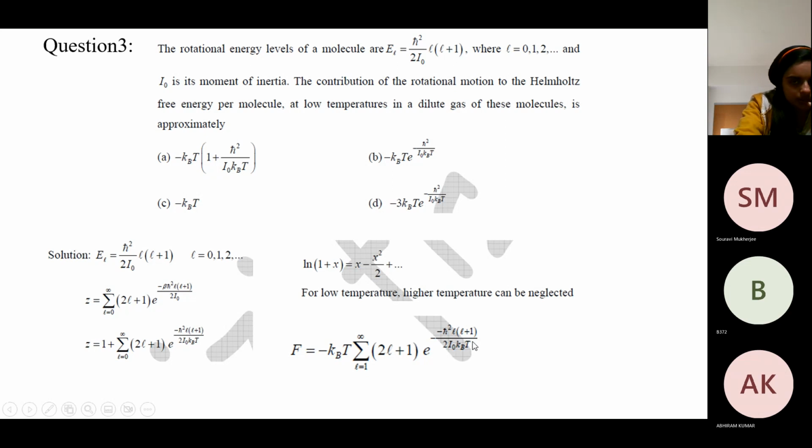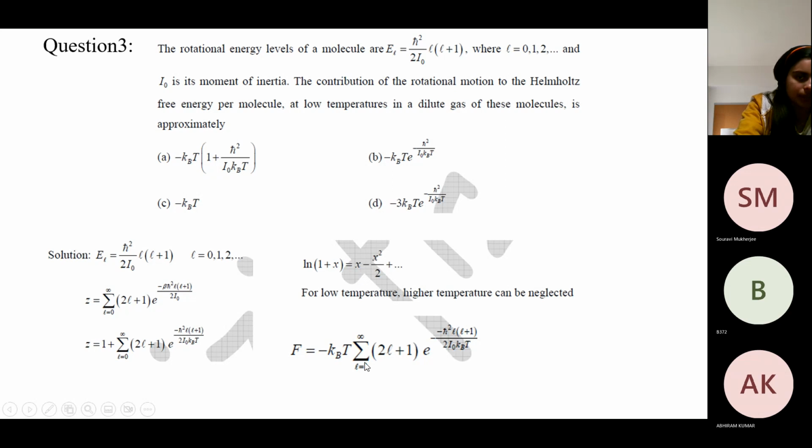See, for smaller values of t, this value will be decaying very fast, right? Because it has e to the power minus 1 by t. The smaller the value of t, 1 by t would be larger, so it would decay first. Getting the answer D if we put 1 for L. Correct. Other orders you'll neglect, but the answer is correct.